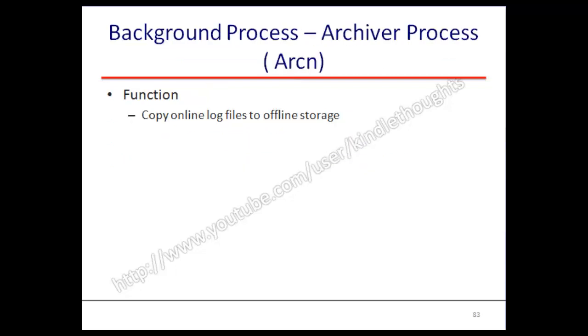The archiver process archives the online redo log files. Which means that when a log switch happens and the redo log file belonging to a different group is being written to by the log writer, then the first redo log file is being copied onto an offline storage by the archiver process.